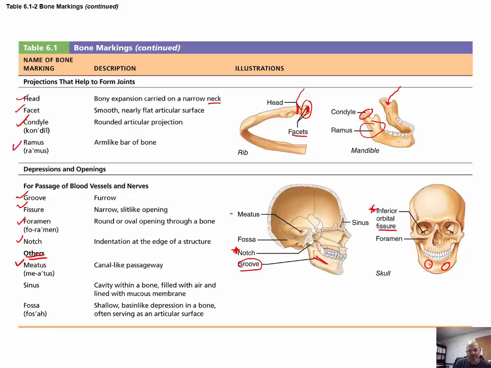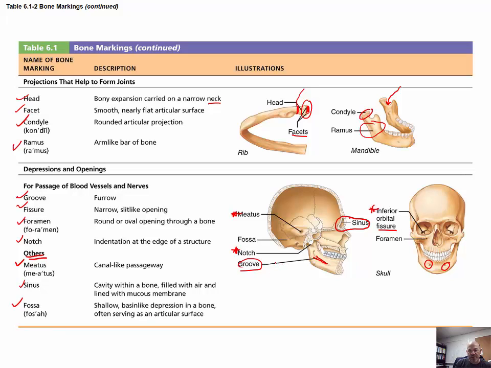And here's an example of a meatus. This is where the ear is located. And then we have sinuses. Sinuses are going to be cavities within bones. And so here, if we cut through the skull, we would see an example of a sinus right there. And then a fossa is going to be a shallow, basin-like depression in the bone, often serving as an articular surface or surface for connection.